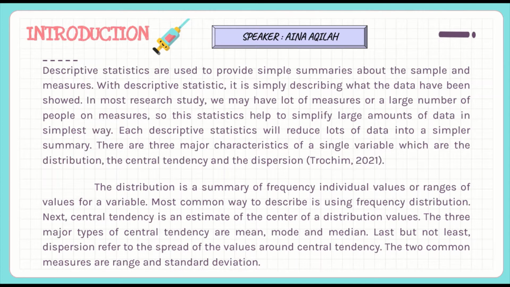There are three major characteristics of a single variable, which are the distribution, the central tendency, and the dispersion. The distribution is a summary of the frequency of individual values or ranges of values for a variable. The most common way to describe it is using a frequency distribution. Next, central tendency is an estimate of the center of a distribution of values. The three major types of central tendency are mean, mode, and median. Last but not least, dispersion refers to the spread of the values around the central tendency. The two common measures are range and standard deviation.